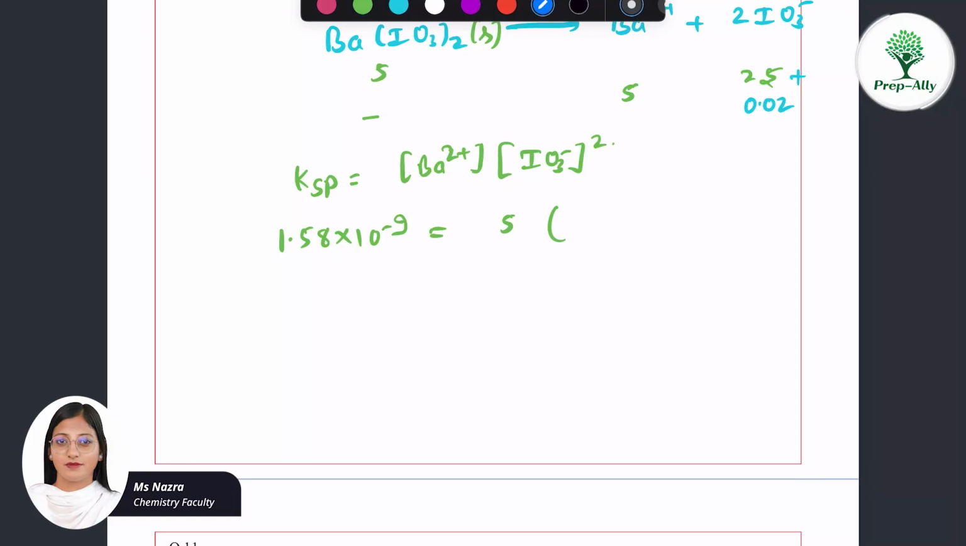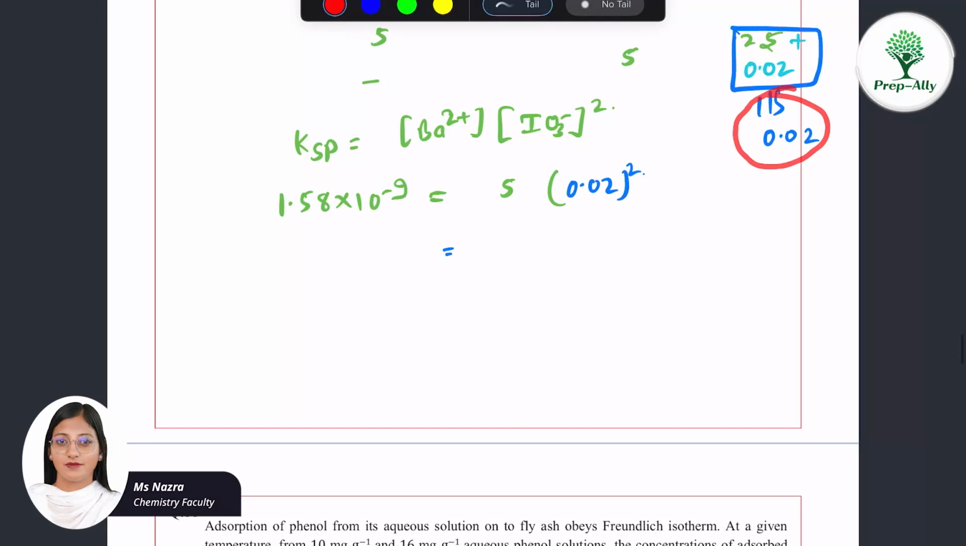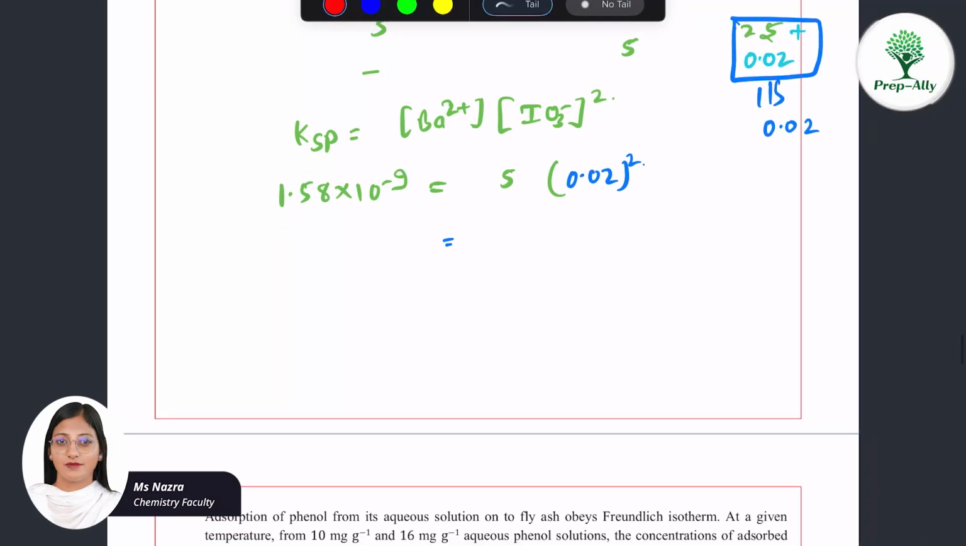Now this 2s plus 0.02 we can approximate equal to, see this 2s value is going to be very less than the 0.02. When we are adding with the 0.02, it means it will be the lesser quantity. So we'll neglect it and approximate it to 0.02 over here. 0.02 to the power 2. When you take square of this now, so it will come out very less, 2s.